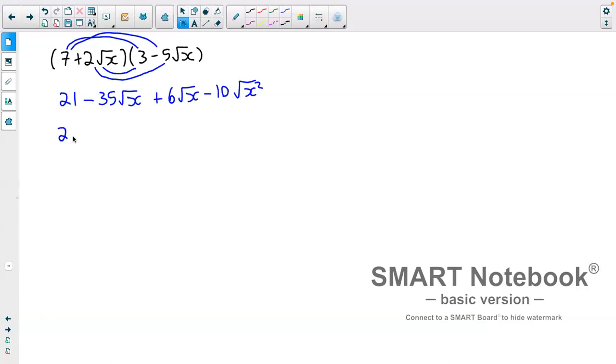We'll go through and simplify this. These have the same root, so we can combine them. So we've got negative 35 plus 6, so that's negative 29 root x, minus 10. We can take the square root of x squared, which will give us x. And we don't have any like terms, so this is as far as we can go with this example.